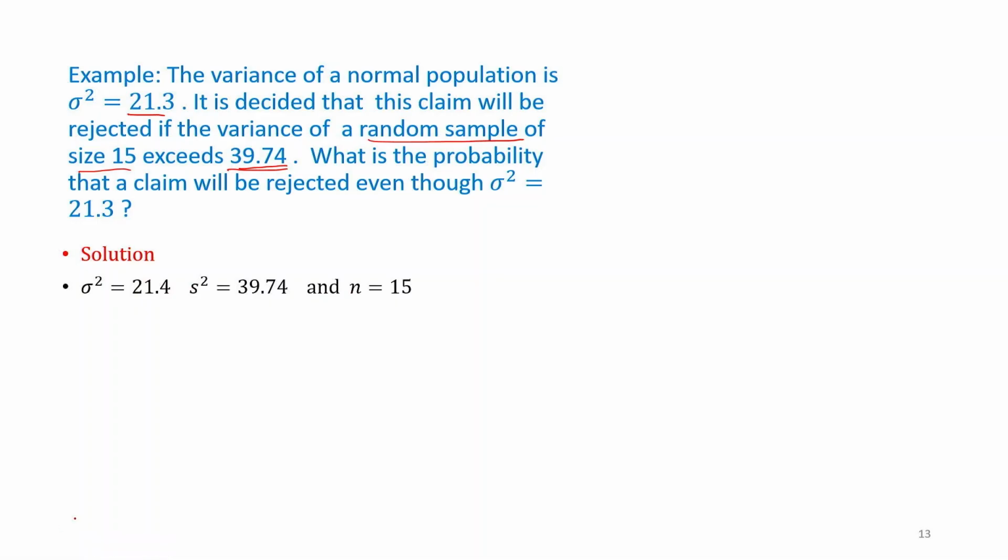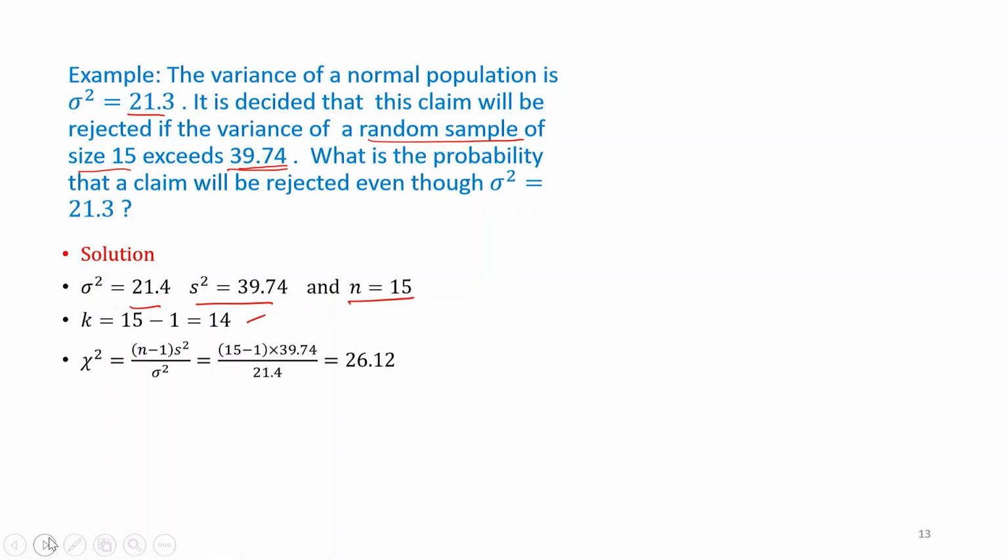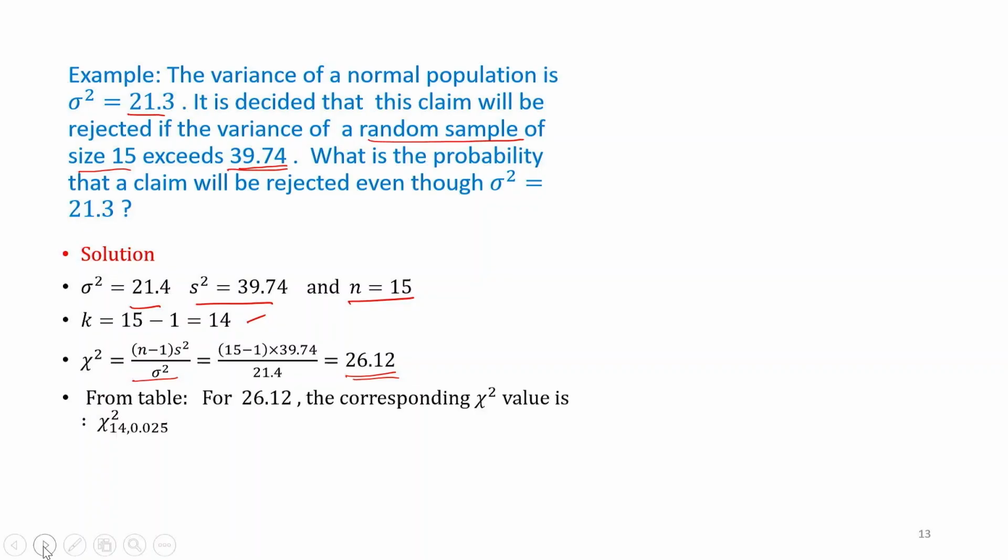The solution is: sigma squared is given, a squared is given, the value of n is given. The K value is 15 minus 1, equal to 14. We calculate the chi-square value using this formula, and we get a figure, chi-square 26.12. So this is the calculated value of chi-square. Now from the table we have to find out the chi-square value when the K value, the degrees of freedom, is 14, and let us say we choose an alpha value of 0.025.